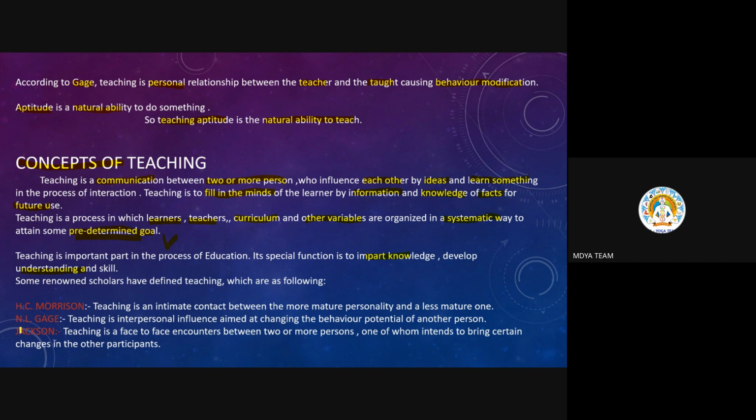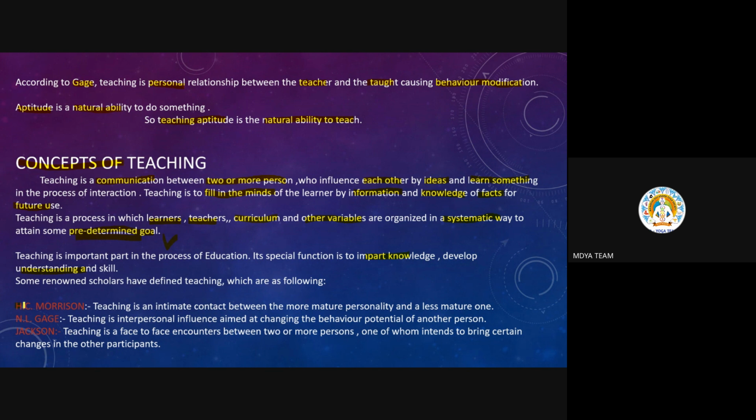Here are some definitions. Some noted scholars have defined teaching as follows. In some previous year questions, they just picked up a definition, and in the options there are the names of the educationists who gave this definition. So some popular definitions you have to learn. Who has said this? You have to know this.